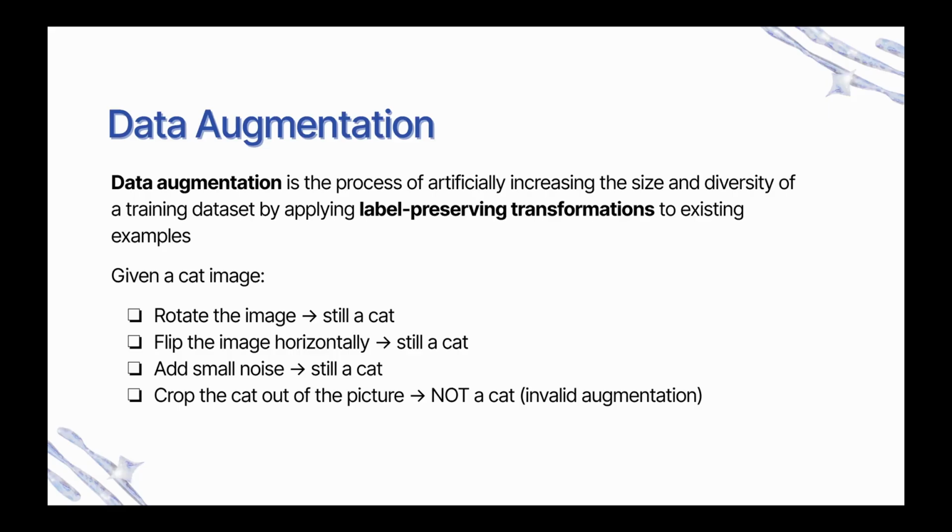Or let's say, for data augmentation, you just put an image of a horse in there or something. That's not a cat or a dog, right? So you must modify your data, but in a way that's label preserving. Okay, you can't just do anything to it.